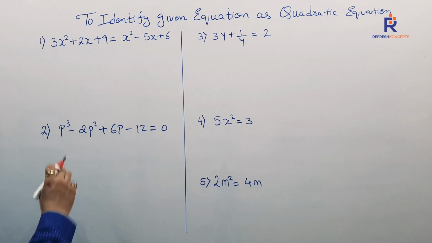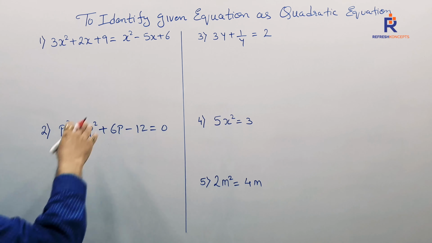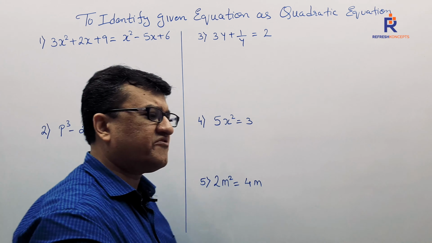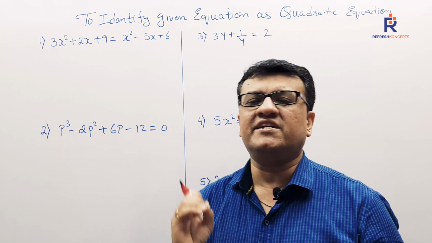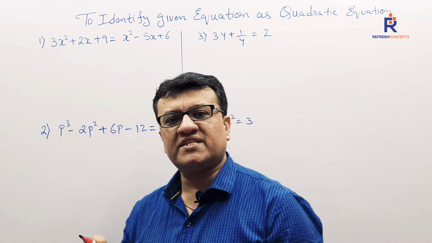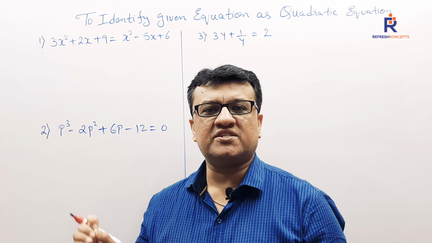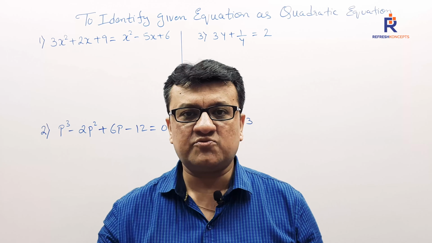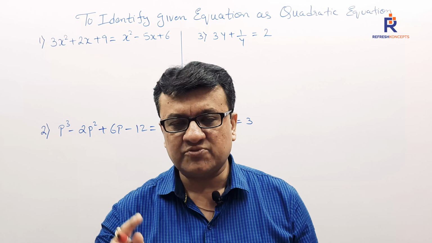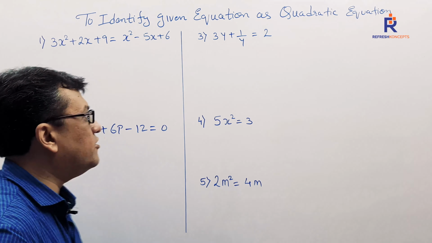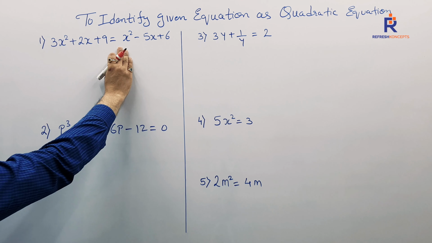So the first sum says 3x square plus 2x plus 9 equals x square minus 5x plus 6. So what is the standard form of a quadratic equation? Ax square plus bx plus c equals 0. Whenever we are asked to find out whether the given equation is a quadratic or not, the very first thing we need to do is convert it into the standard form, ax square plus bx plus c equals 0. So bring everything to one side and make it equal to 0.